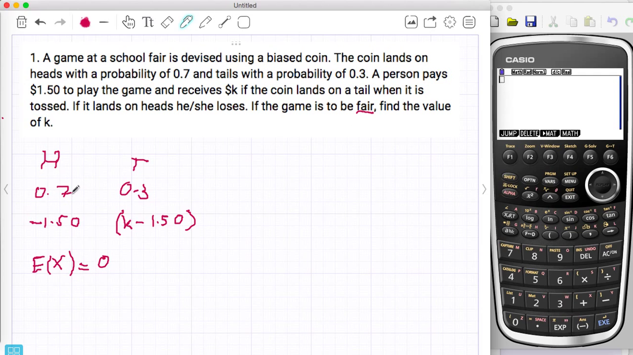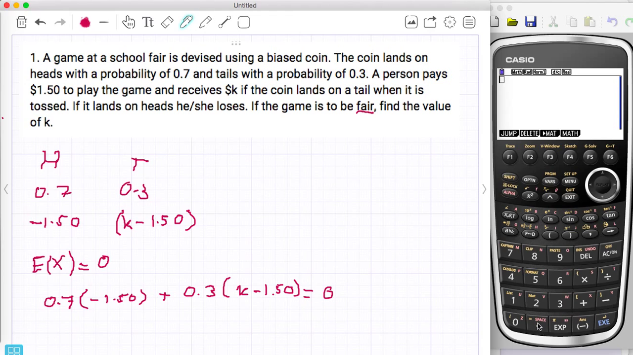And the expectation is this times this plus this times this. So we end up with 0.7 times negative 150, plus 0.3 times that bracket there. And the key thing, it's now going to be equal to 0. So all I'm going to do is a bit of algebra with this.